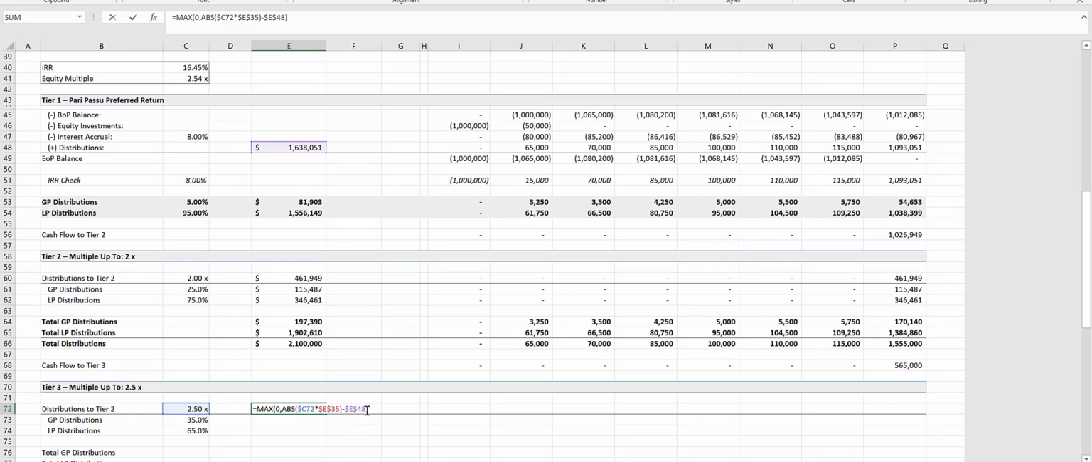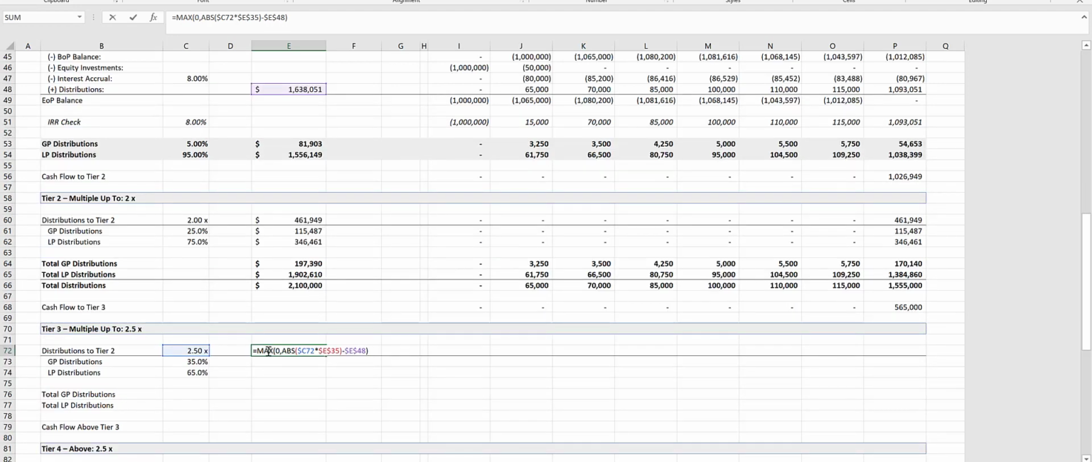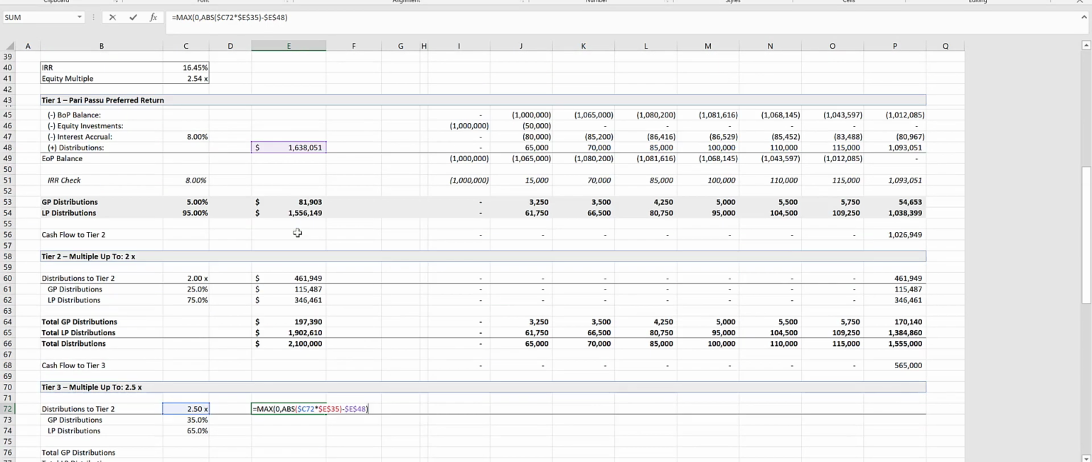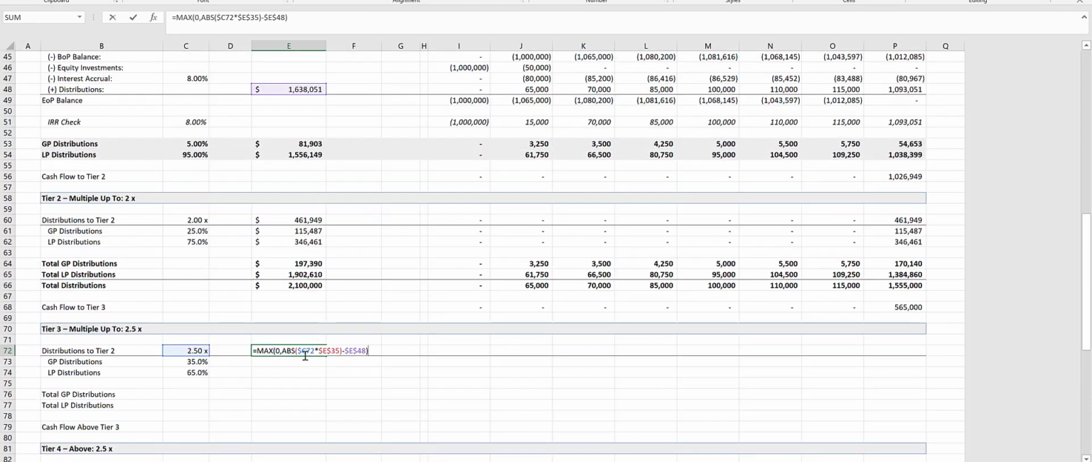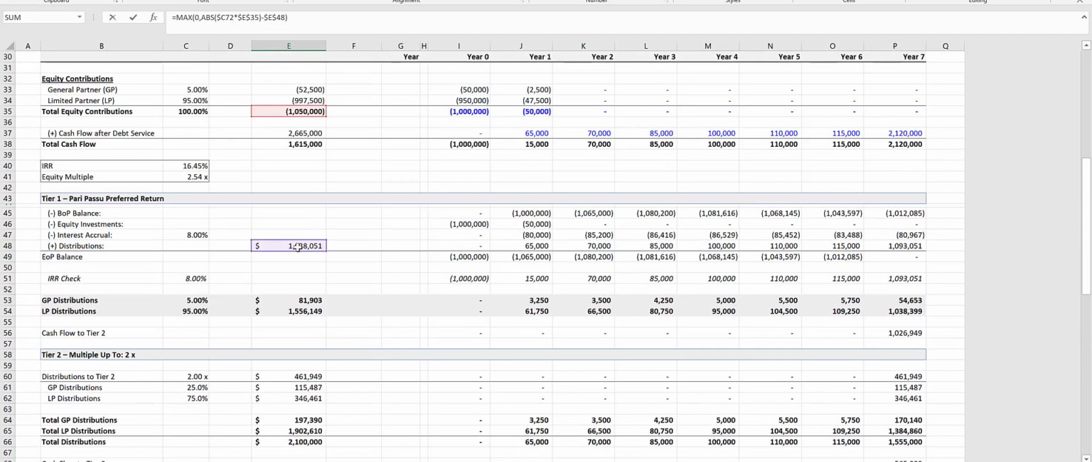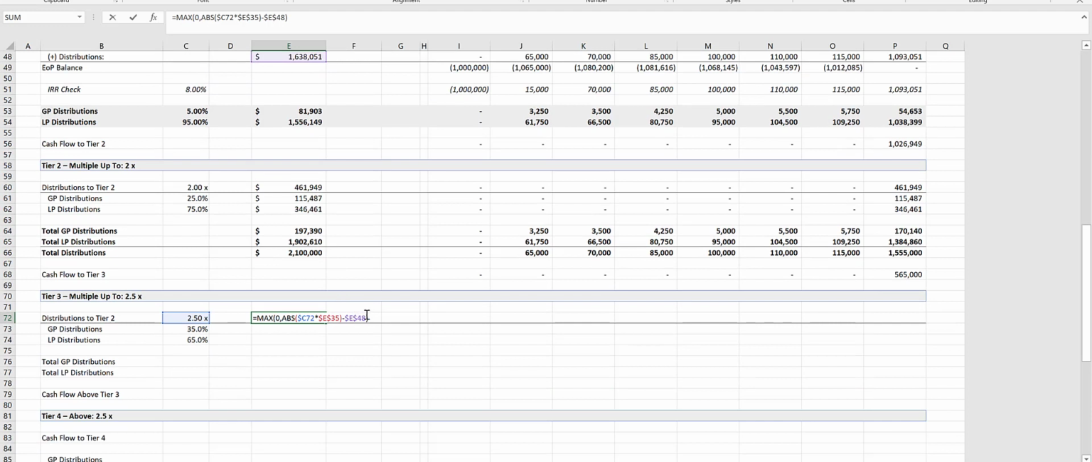Less what's already been distributed, so E48. Okay, so here's what's going on. We're taking the maximum of 0 and 2.5 times 1,050,000 returns positive, less what's already been distributed. But we need to factor in what's been distributed in tier 2 as well. So that's why we calculated this number, the total distributions in tier 2. Lock that in.